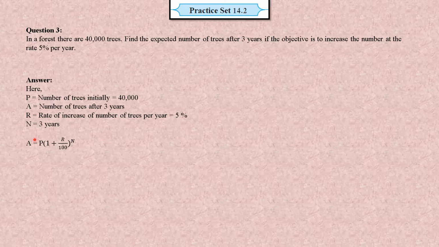Using the amount formula, A is equal to principal into 1 plus R upon 100 raised to N. Substituting the values of P, R and N, we get 40,000 into 1 plus 5 upon 100, the whole bracket cube. Solving this, we get amount to be 46,305. That means amount denotes number of trees after 3 years. Hence, the expected number of trees after 3 years is 46,305.